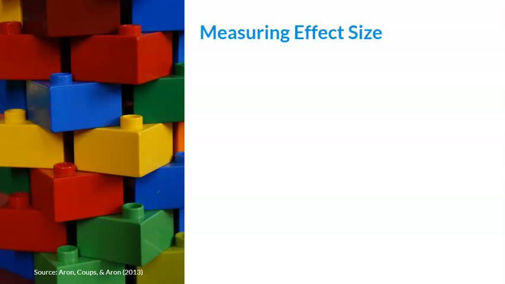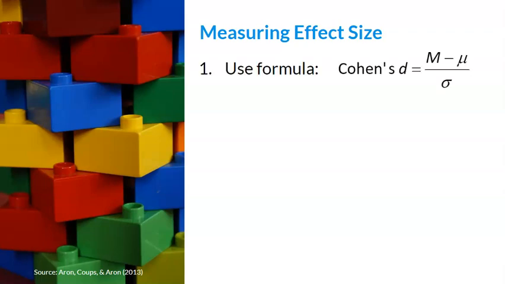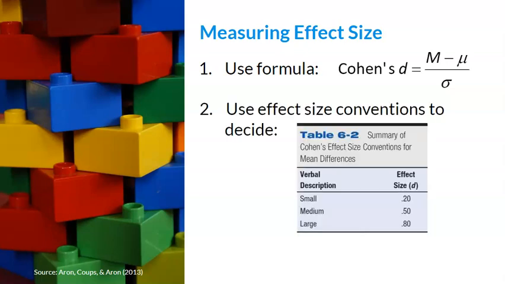Let's review the steps to calculate effect size. For a z-test, effect size is called Cohen's d after Dr. Cohen. Step 1 is to use this formula. This formula looks very, very similar to the z-test formula. To better interpret what the numerical value of effect size means, Dr. Cohen provided verbal descriptions of effect size. Step 2 is to use effect size conventions stated in this table to determine whether the effect size is small, medium, or large.